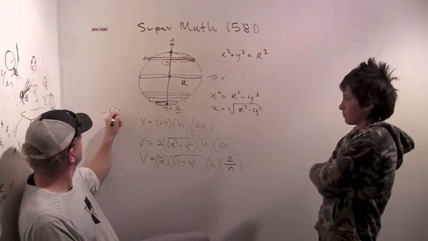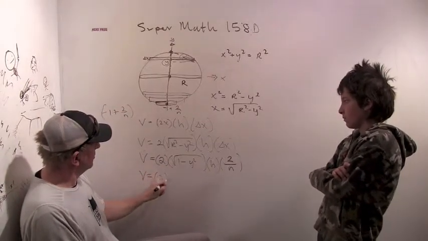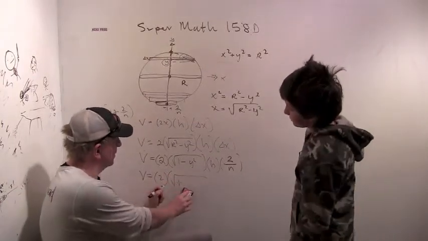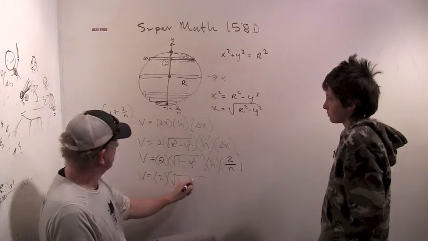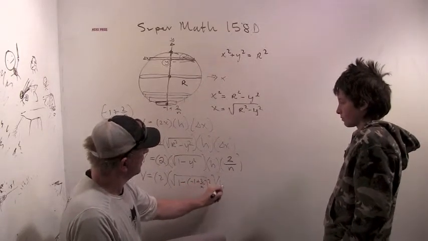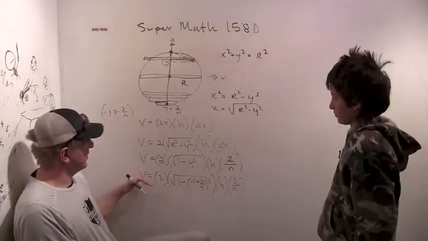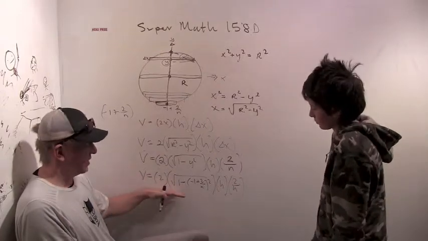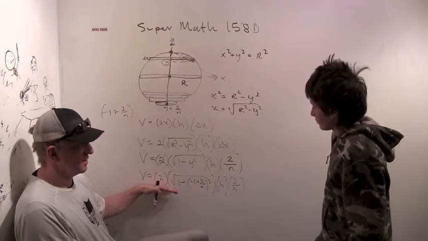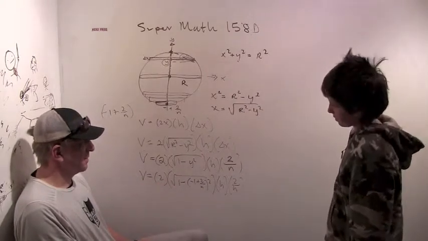So minus 1 plus 2 over n goes in for y, and so we get the volume is 2 times the square root of 1 minus, minus 1 plus 2 over n, squared, times the height times 2 over n. Okay? And then we just add these up. So if n is 10, we add up 10 of these. And if n is 100, we add up 100 of these. And if n is 1,000, we add up 1,000 of these. Pretty interesting, right? Yeah. Not so easy to do though.